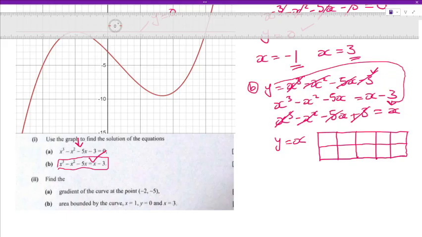So here we're going to put x, here we're going to put y. Your formula is this one. That's what you're going to be using to come up with a table of values.